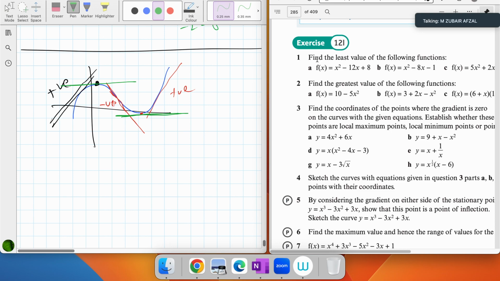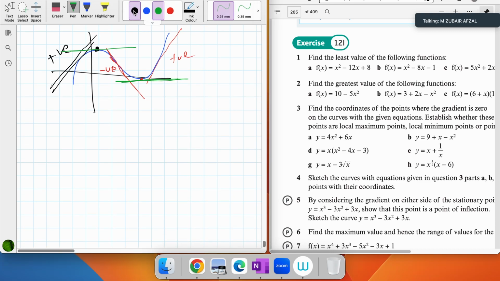For example, we consider this question, find the least value of the following functions. Now he is already giving us that it is the least function. In our next exercise, the examiner will inquire and want us to find if the function is least function or greatest function. And the least value would mean that the curve is a smiley face. You can also tell this by looking at the coefficient of x square, which is actually positive.